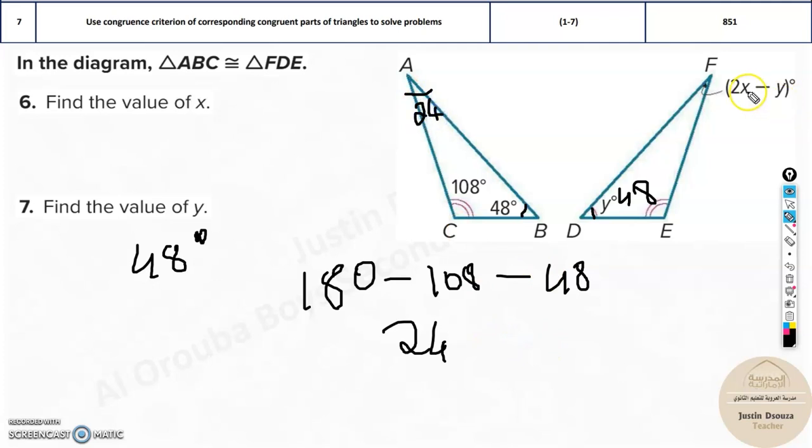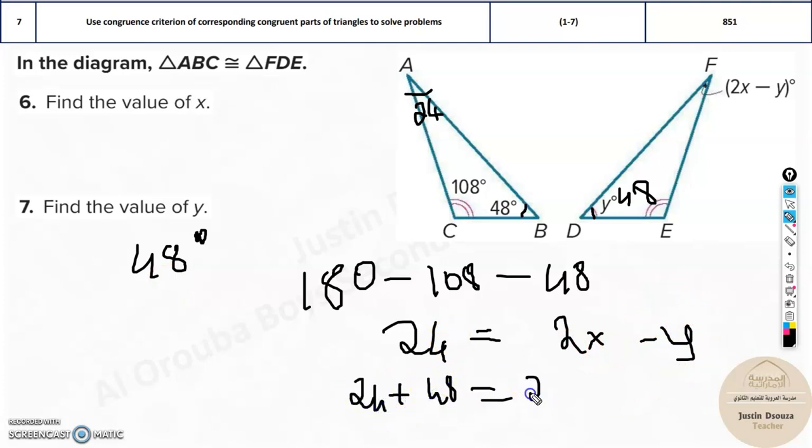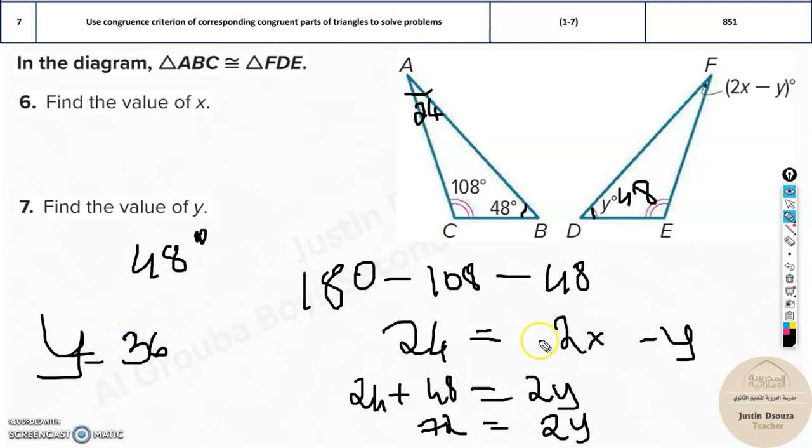If this is 24, then this can be equated to 24. 24 is equal to 2x minus y because they both are equal. Now we know y, right? Y is 48. So let's take this to the other side. So it'll be 24 plus 48 equals 2x. What is the answer over here? 24 plus 48 is 72. 72 equals 2x. Divide both sides by 2. x is equal to 36. 36 times 2 is 72. So this is the answer. Let's just check. Yes, x is 36 and y is 48 is the answer.